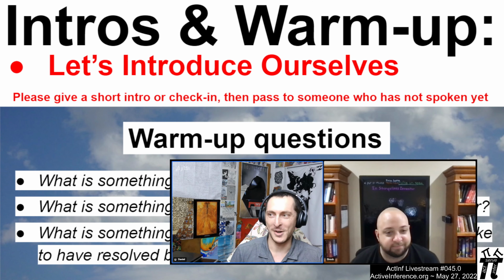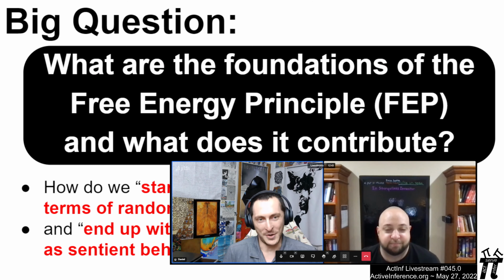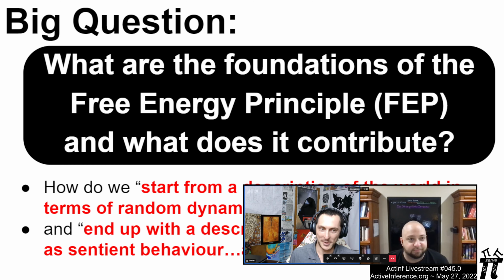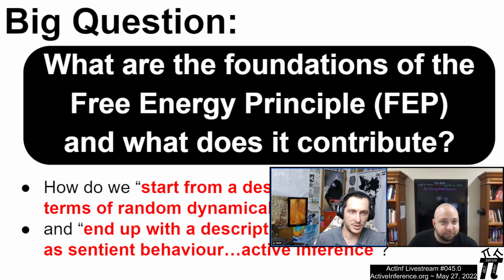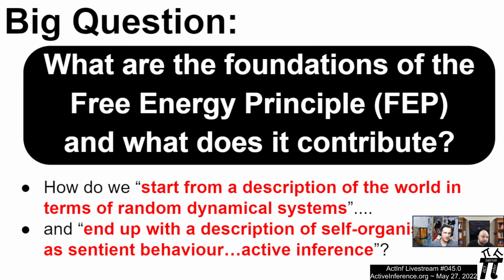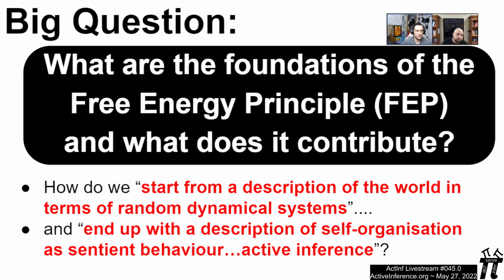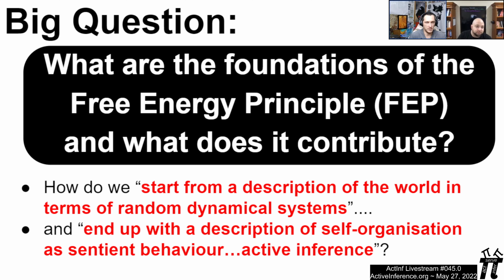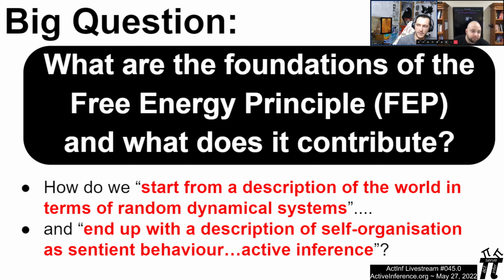So yeah. Okay. So one of the big questions, or one way to state the big question, was what are the foundations of the free energy principle and what does it contribute? In the paper, they write that they start from a description of the world in terms of a random dynamical system, systems changing through time, and end up with a description of self-organization as sentient, sensing, active behavior, and that's active inference. So that's the question that we're wondering about.